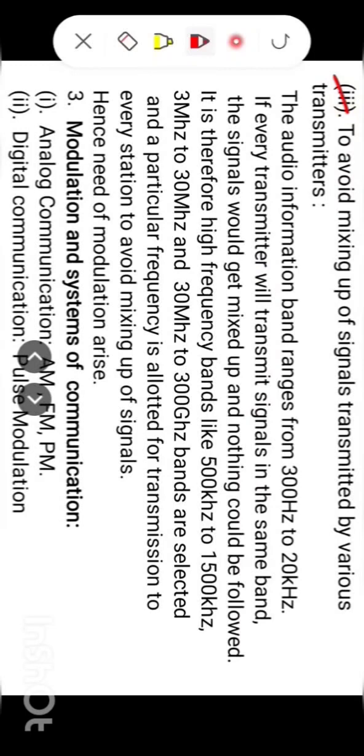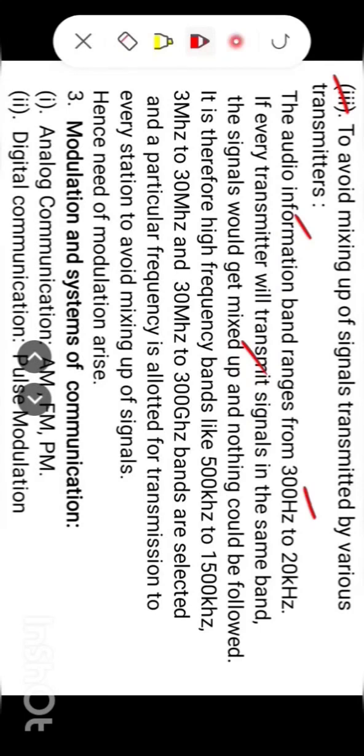3. To avoid mixing up of signals transmitted by various transmitters. The audio information band ranges from 300 Hz to 20 kHz. If every transmitter will transmit signals in the same band, the signals would get mixed up and nothing could be followed. Like if in a class all students will start speaking, then the teacher cannot make out anything.